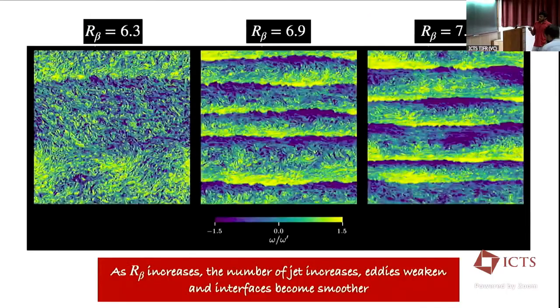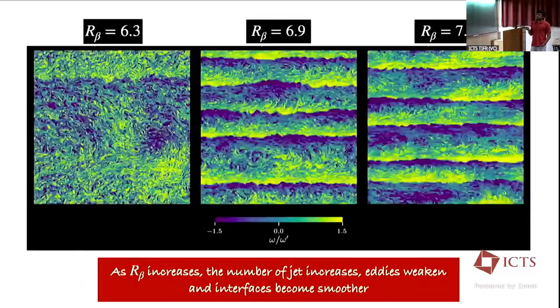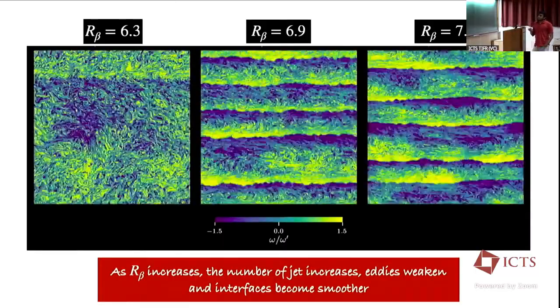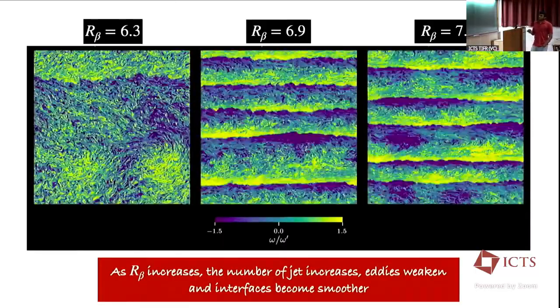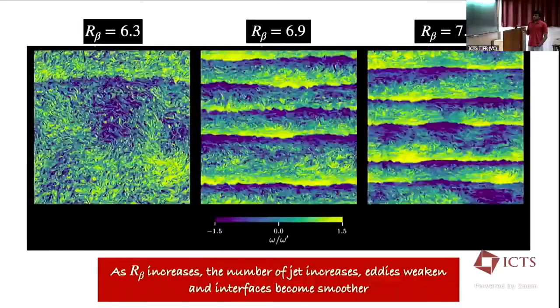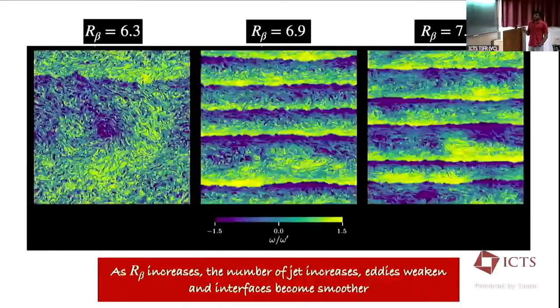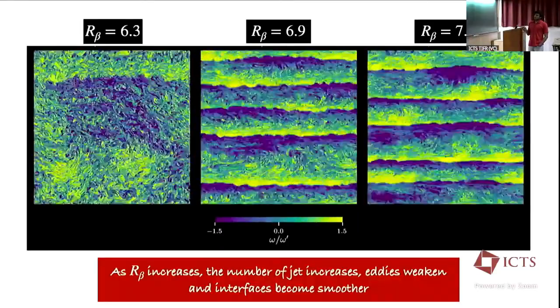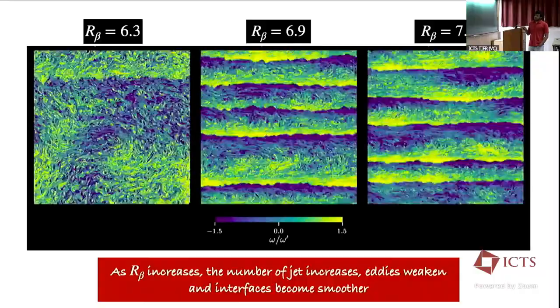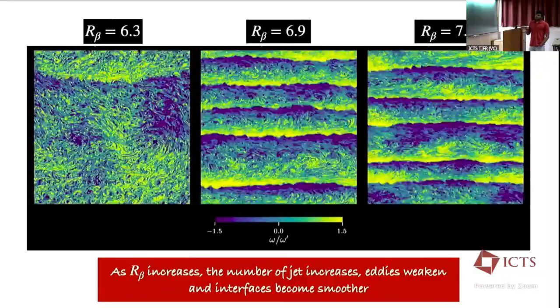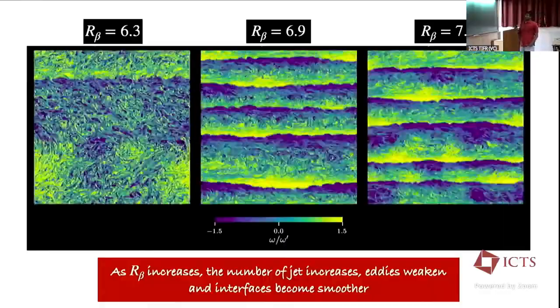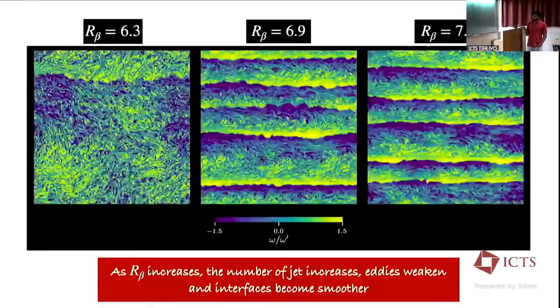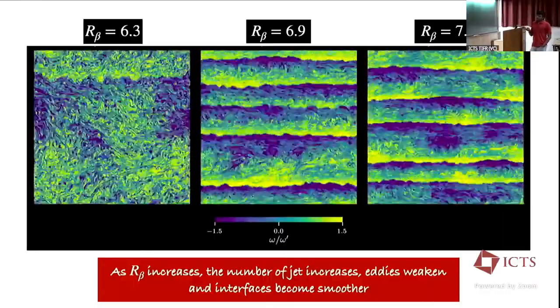Now this is a simulation for three defined values of orbita. Here we'll see that as orbita increases, both the number of jets increases and the fluctuations diminish, because if you look at the interface itself, the fluctuations are quite small compared to the earlier case, or smaller than for the smaller orbita case.